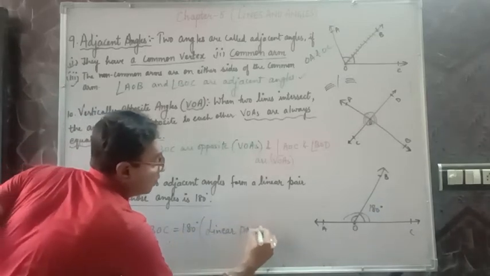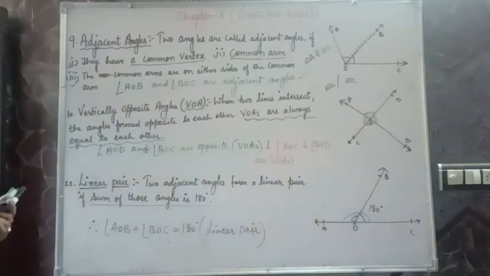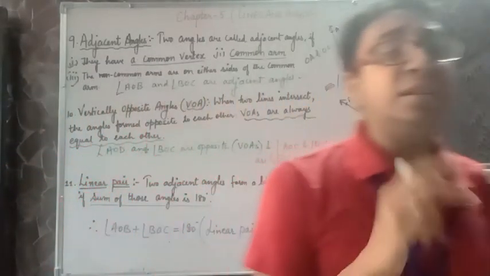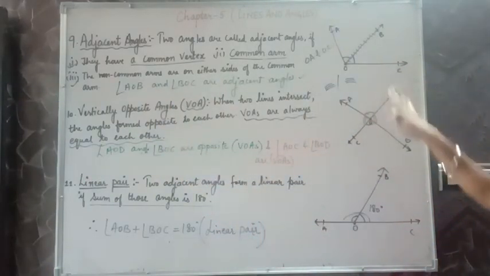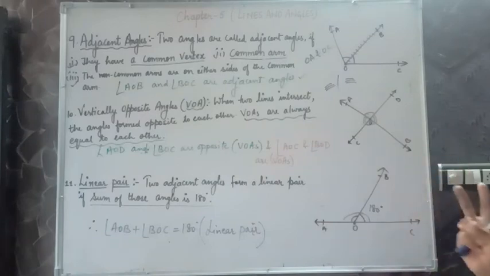This is the definition of linear pair. And this is how a linear pair is different from adjacent angles. For adjacent angles, it is not necessary that they must be on a straight line. But for a linear pair, the two adjacent angles must be on a straight line so that their sum must be 180. Are we clear with linear pair?